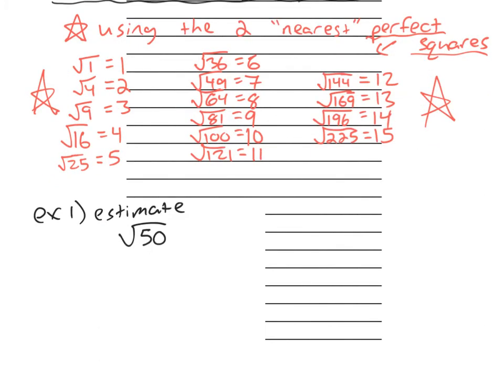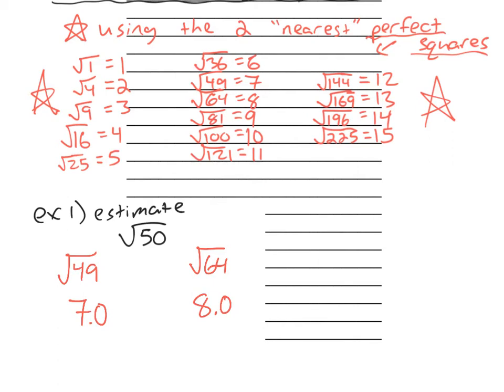All right, so we're looking to estimate the square root of 50. So we're going to go up to our list up here and try to find between what perfect squares this 50 would fall. Which ones? 49 and 64. So what you're going to do to show work for full credit is write those down. 49 and 64. Now we know that the square root of 49 is exactly 7, and the square root of 64 is exactly 8.